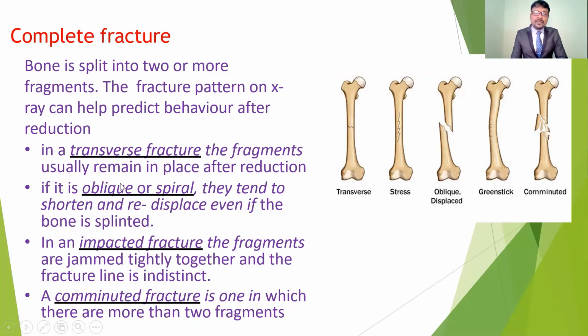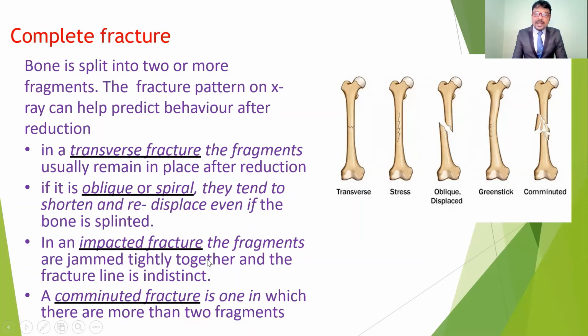If you see the oblique fractures, they tend to be shortened and displaced even if the bone is splintered. Here, the oblique fractures are angled because of the rotation, and the mechanism is also altered because of the oblique fracture. So they shorten and redisplace even if the bone is splintered, and afterwards it takes the oblique shape. So that is the oblique type of fracture.